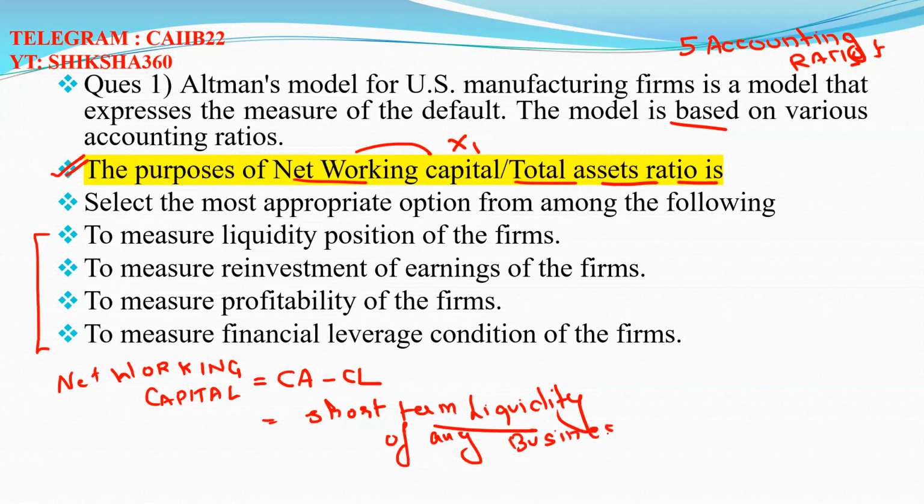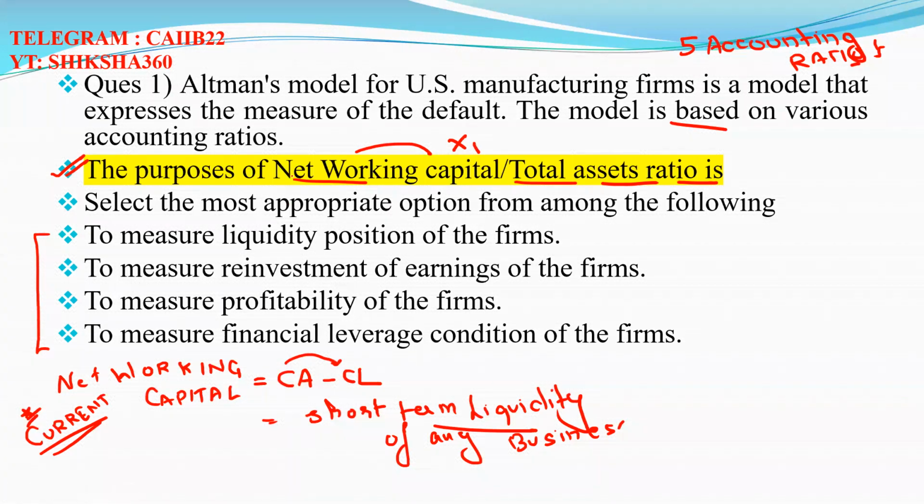Why short-term? Because it is current assets minus current liabilities. Here we use the word current, not long-term, so it relates to the short-term. So net working capital is equal to current assets minus current liabilities, which means the short-term liquidity of the business.